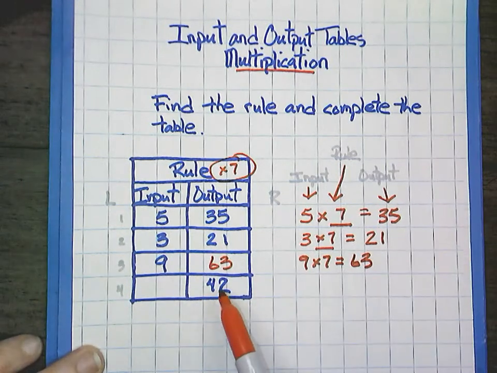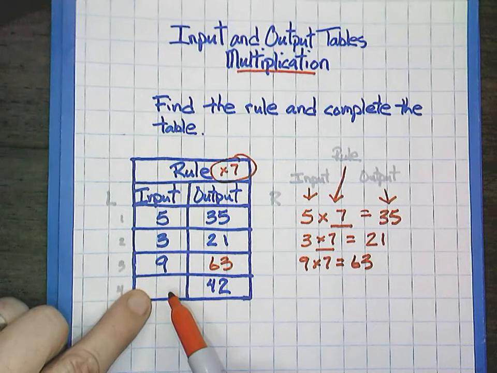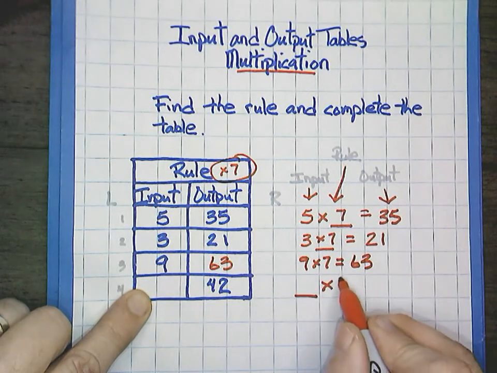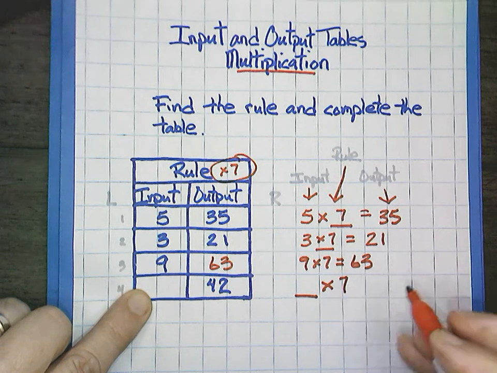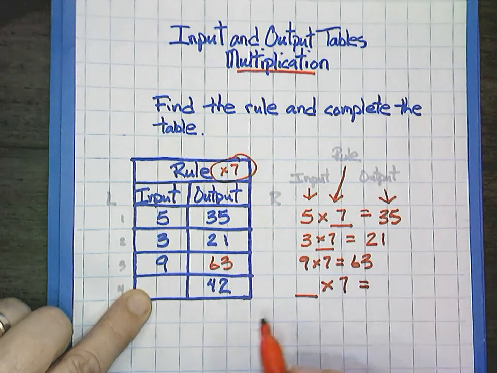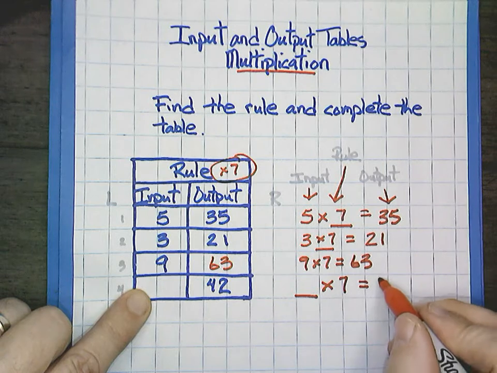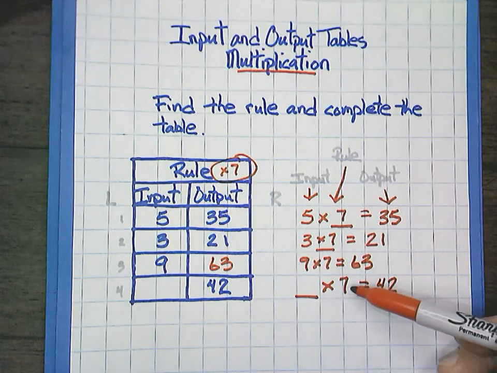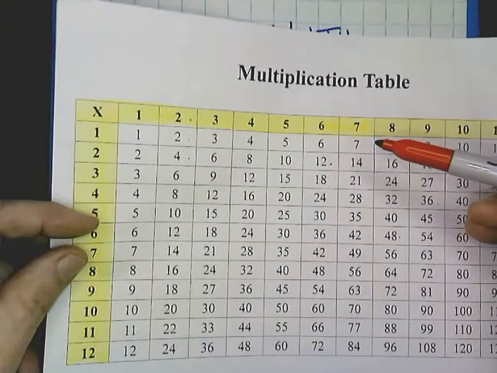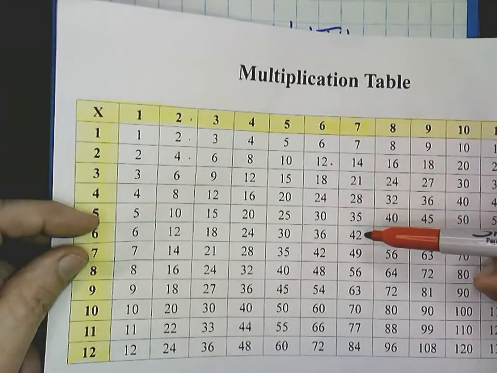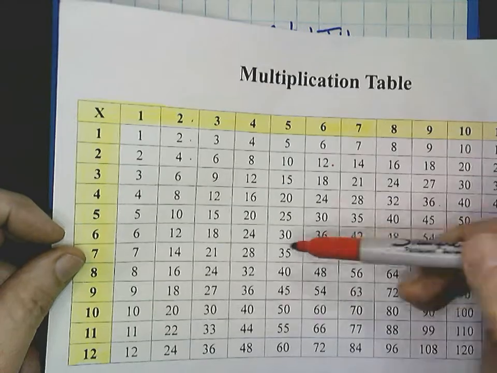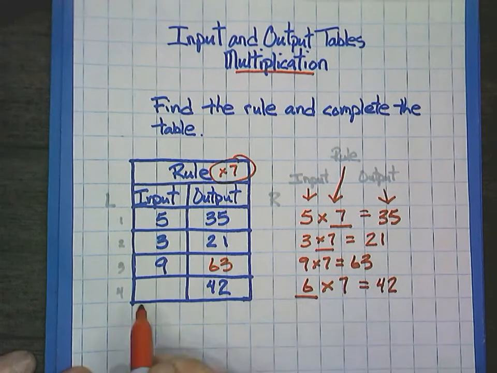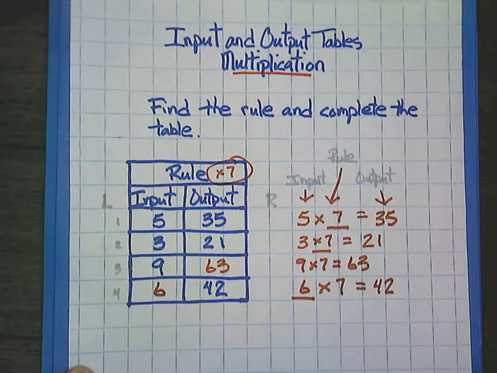You can see here we do not have our first factor, so I could write this as blank times 7, because I do know the rule, and that is equal to 42. And I can use my knowledge of multiplication. For example, here I have 7. 7 times 6 is equal to 42. You can see if I go across it, that would be 6. So the missing number here would be 6.